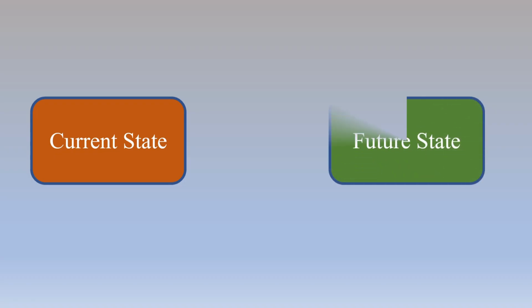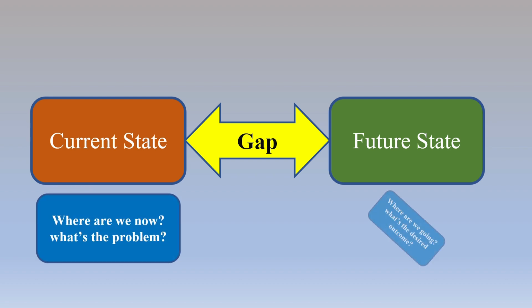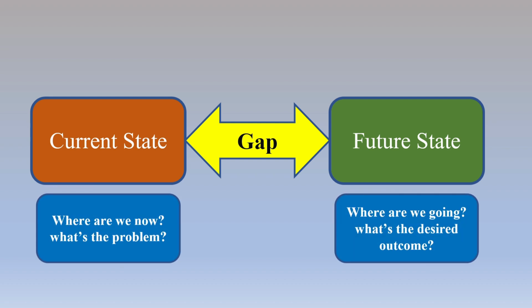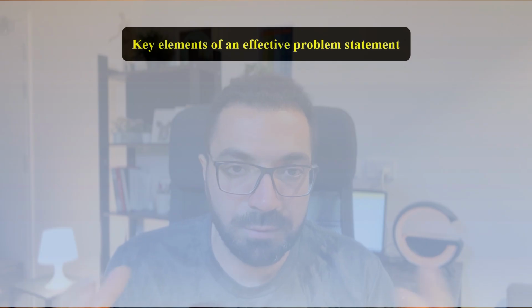A problem statement should outline the undesirable gap between the current state and the desired future state, helping teams dig into two critical aspects of problem solving. Where are we now? What's the problem? And where are we going? What's the desired outcome? So, it should provide measurable details to quantify this gap, but it should avoid identifying potential causes or solutions. Alright, so the key elements of an effective problem statement include gap.